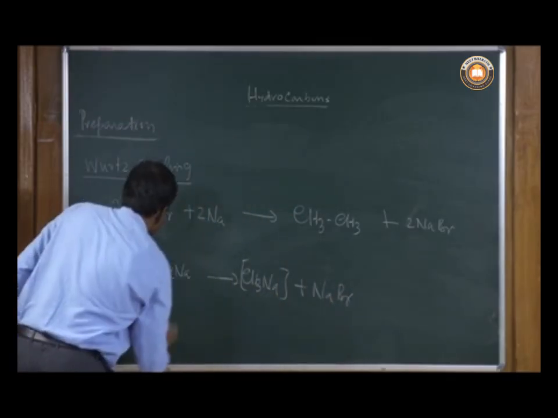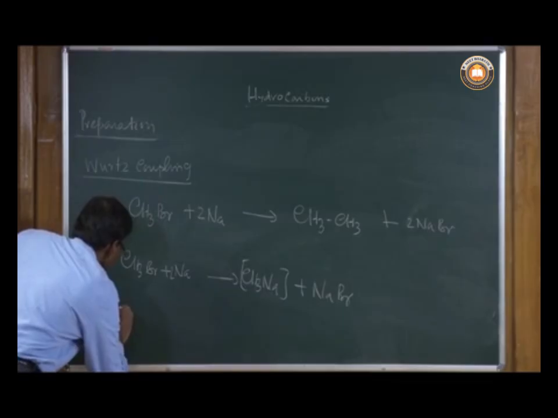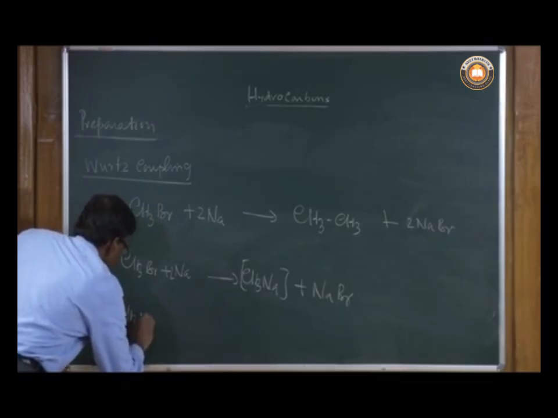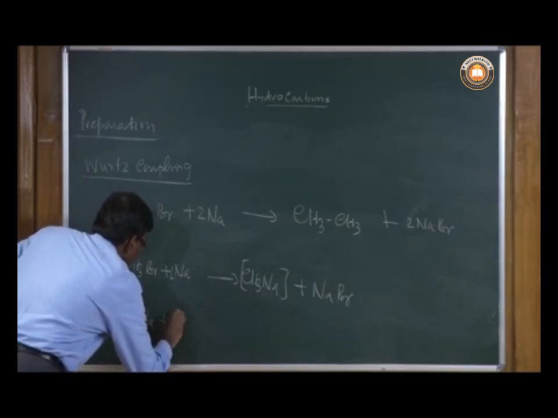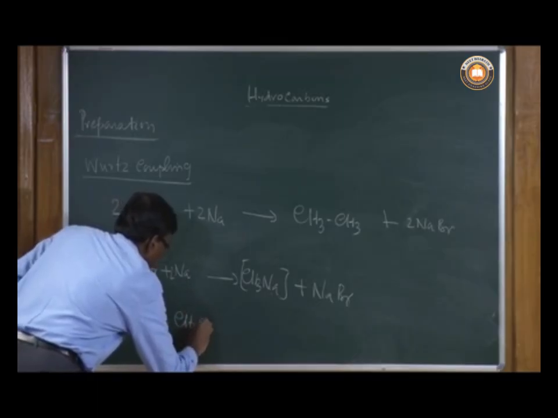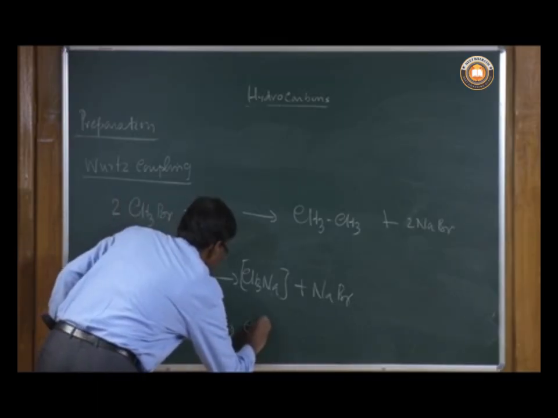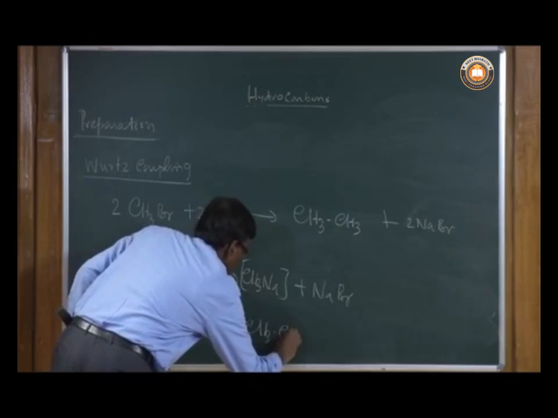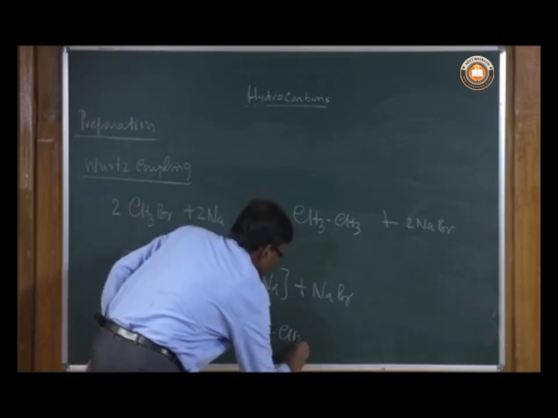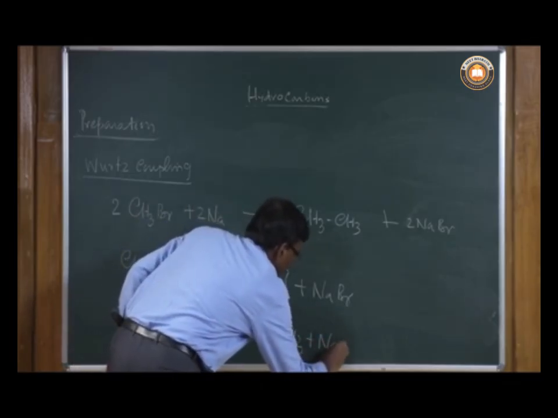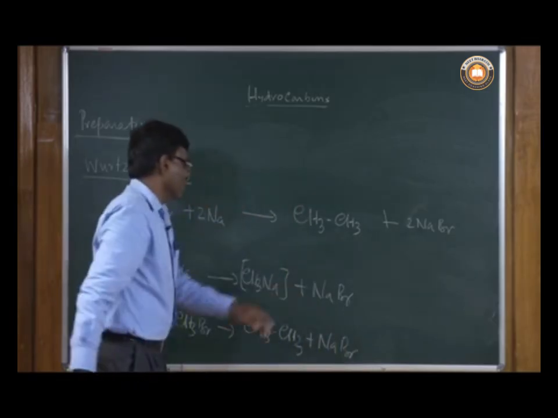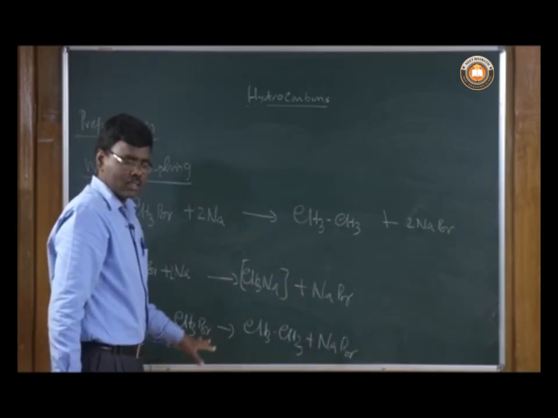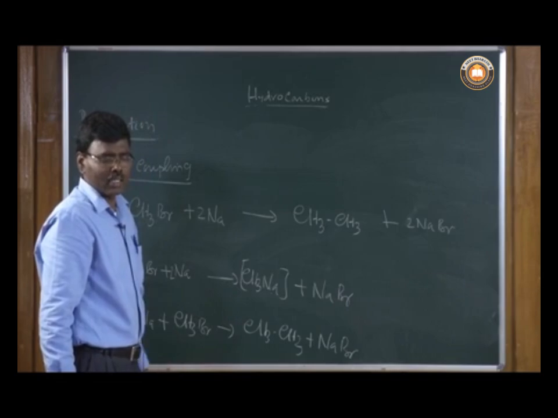Once you form this intermediate, it can react with another molecule of bromomethane, and you get ethane and sodium bromide. So, you generate two molecules of sodium bromide and ethane. This is good to make symmetrical alkanes.